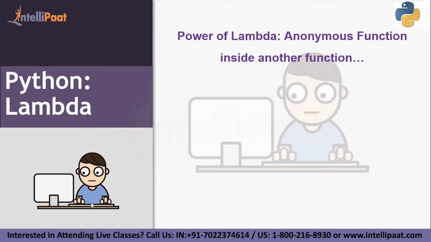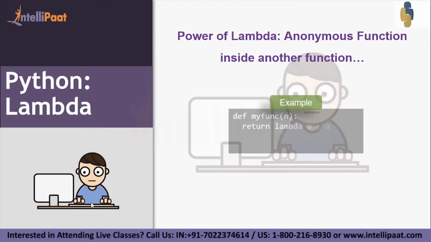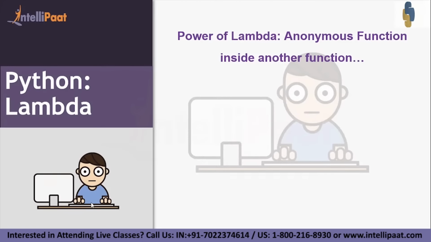Next is the power of lambda function. Well, the power of lambda function is better shown when you use it as an anonymous function inside another function. For example, let's say you have a function definition that takes one argument and that argument will be multiplied with an unknown number, right? For example, you have my function as n returns lambda a such that a plus n. So you are defining a variable my sum equal my function of 3.